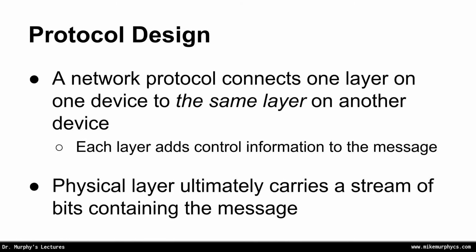So any network protocol that we design connects one layer on one device to the same layer on another device. So each layer of the OSI model adds some control information to the message. It adds some features that we can use for our communication. Ultimately, the physical layer is what connects the two devices together, and the physical layer carries a stream of bits containing the message that's been encoded in all of the protocols defined by the layers above it.